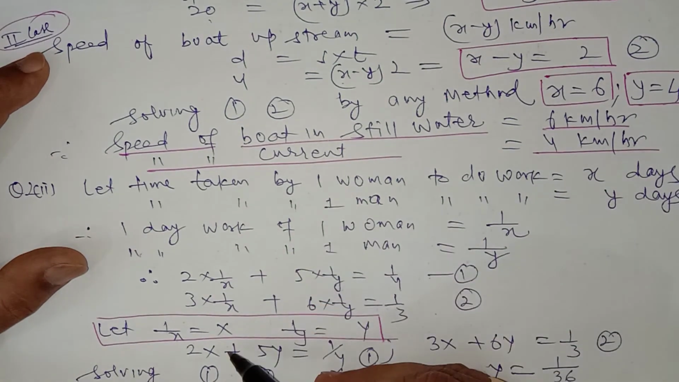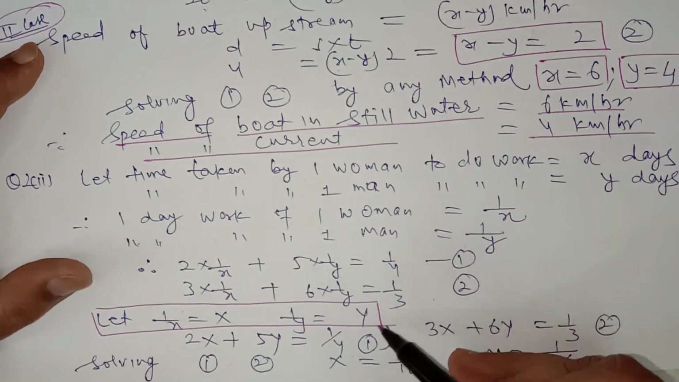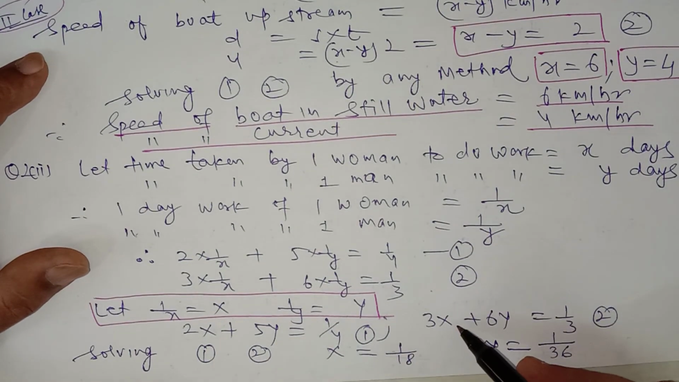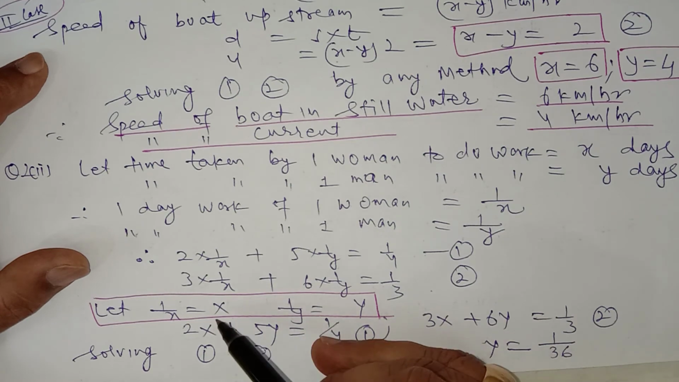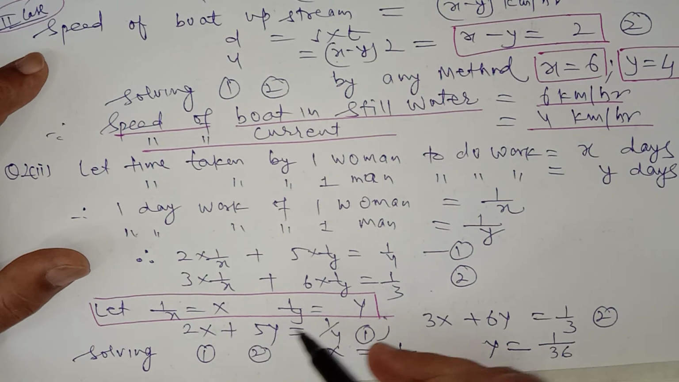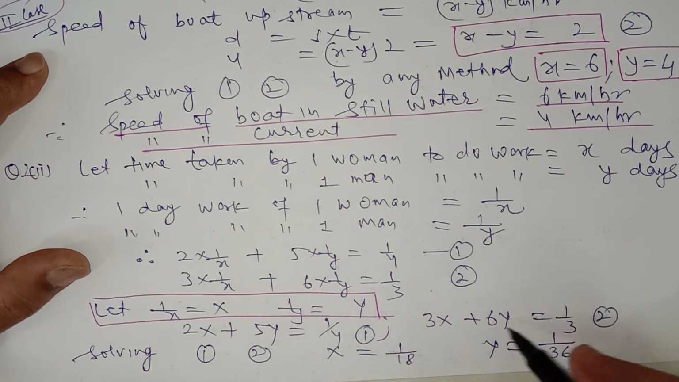Let 1/x be equal to capital X and 1/y be equal to capital Y. Convert the equation into standard form. Here 1/4 is there, and 1/3 is there. You cross multiply, and it will become 8X plus 20Y is equal to 1. It will become 9X plus 18Y is equal to 1. Now solve these equations to get the values of capital X and capital Y.